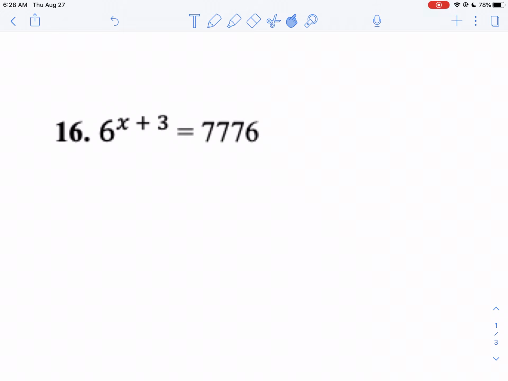Hello, on problem 16, we want to solve for x. We have to do a little bit of guess and check on this one. You need to notice your base. The base of your exponent is 6. So what I want to do is take 7776 and write that as a power of 6, because you want the same base.